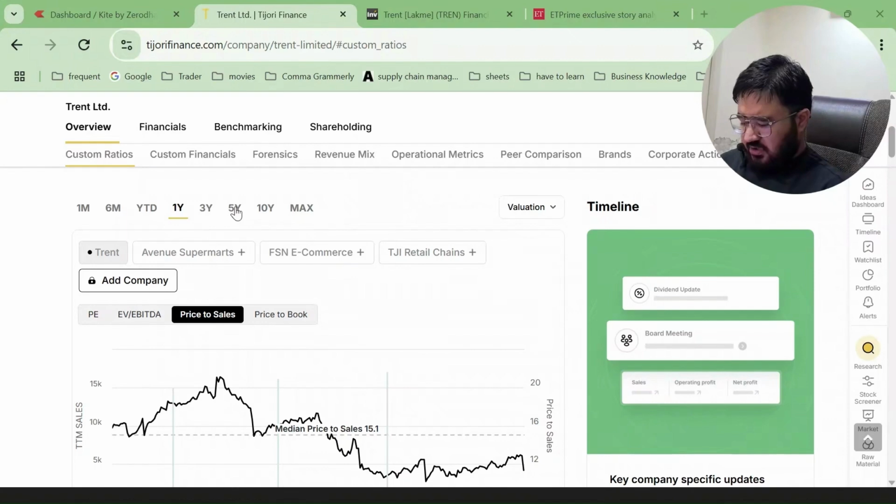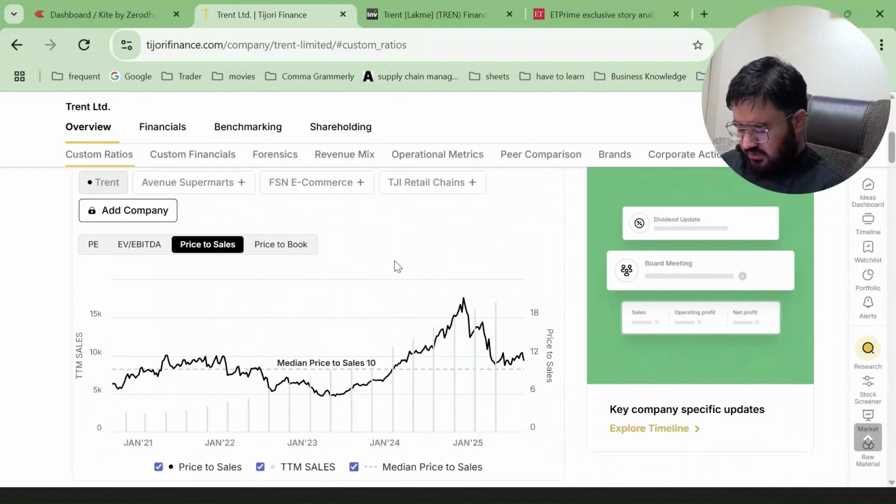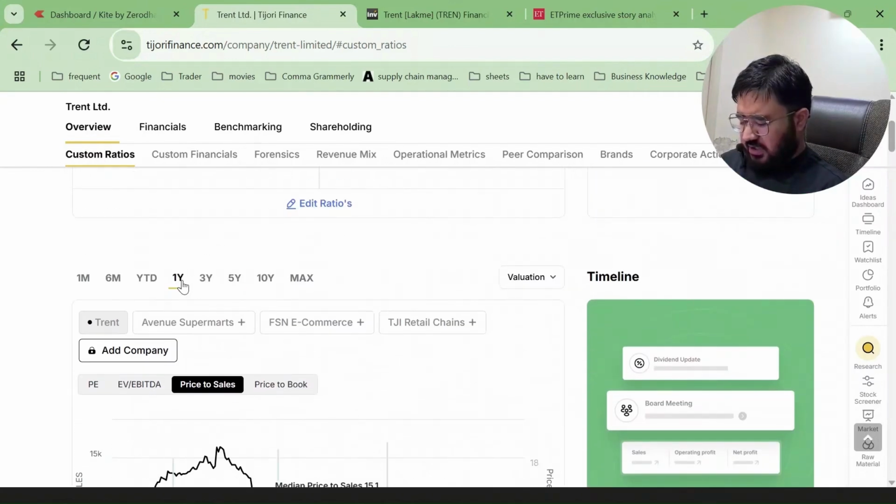It could be different for 5 years, maybe. Let's see for 5 years. So median price to sales is 10 for 5 years time frame. It is currently expensive. But however, I usually take 1 year always.